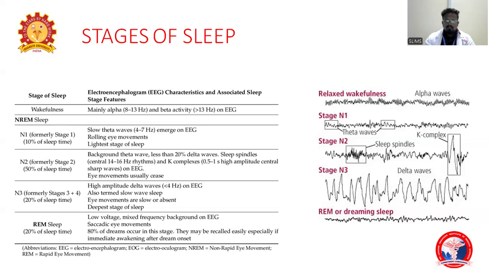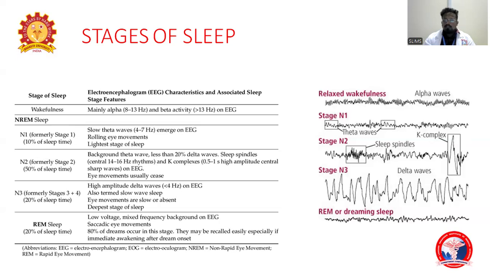In NREM sleep, in N1, formerly stage 1, slow theta waves of 4 to 7 hertz emerge on EEG. During that stage, rolling eye movements are seen. N2, formerly known as stage 2, shows background theta waves with less than 20% delta waves, sleep spindles, and K complexes. K complexes are high amplitude central sharp waves on EEG. Eye movements usually cease during stage 2.